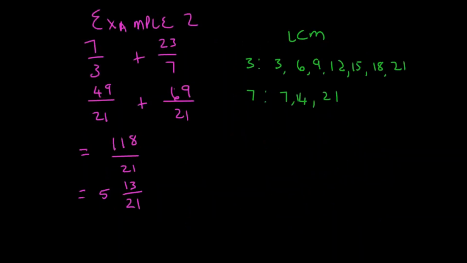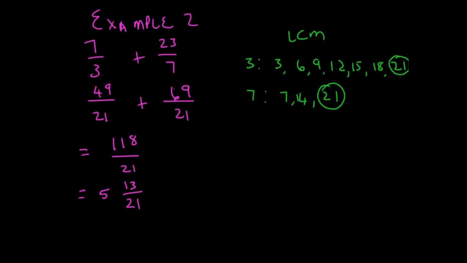Let's look at another example. We have 7 over 3 plus 23 over 7. So the first thing we need to do is find our LCM. So we write down the multiples of 3 and we write down the multiples of 7. And what do we find here? When we've written down the multiples of 3 and the multiples of 7, the LCM is 21. That's our lowest common multiple. So both fractions must be converted to a number over 21.